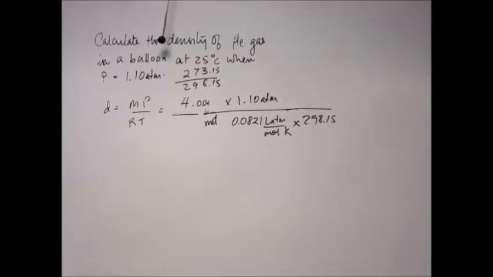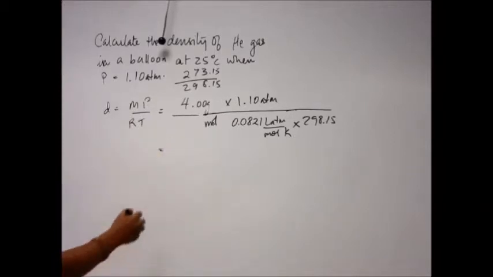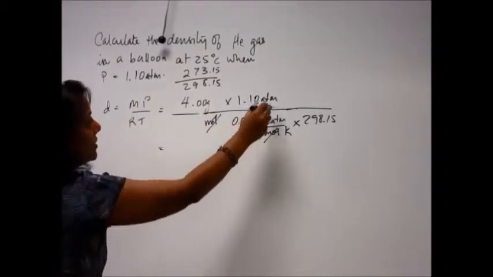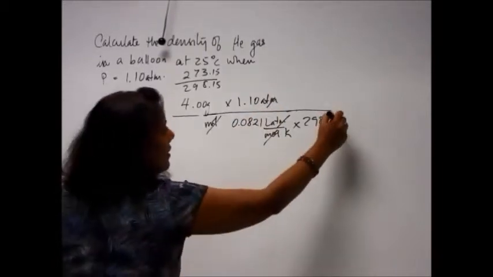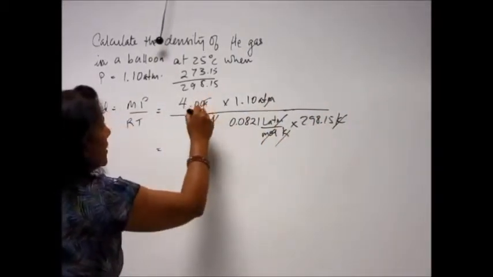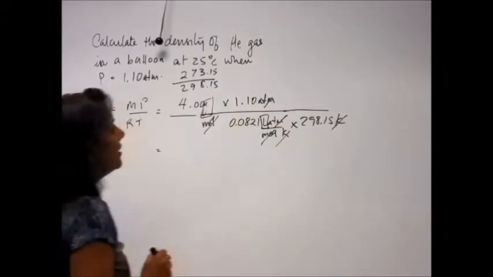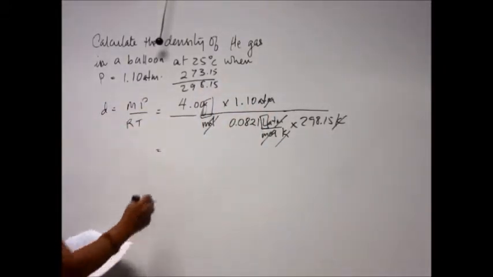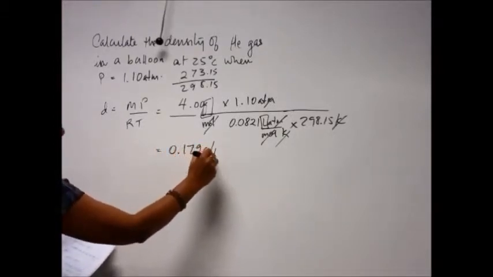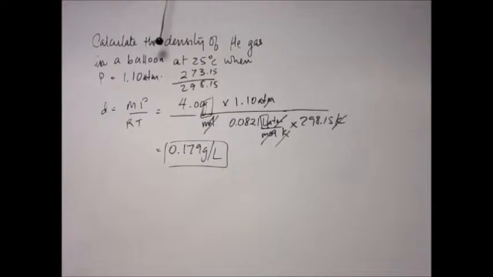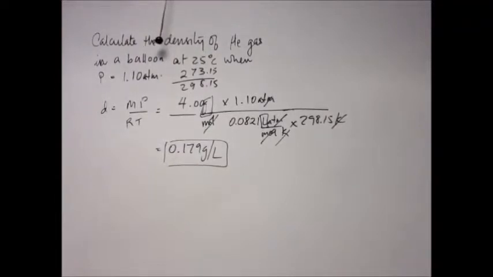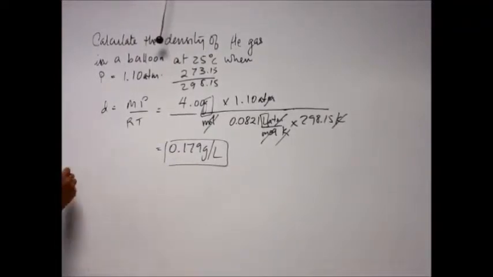Depending on how many decimal spaces you're working with, it might give you a very small difference in your answer. So moles, atmosphere, Kelvin cancel, and you're left with grams and liters over here, and the density is 0.179 grams per liter. Good, so very straightforward. There's nothing to it, and let's do another one.